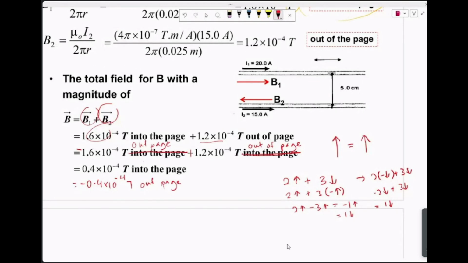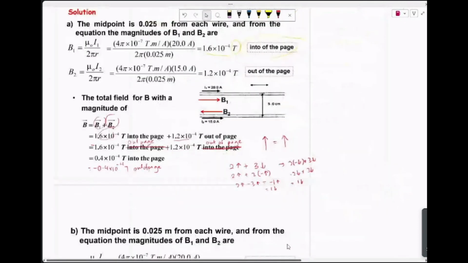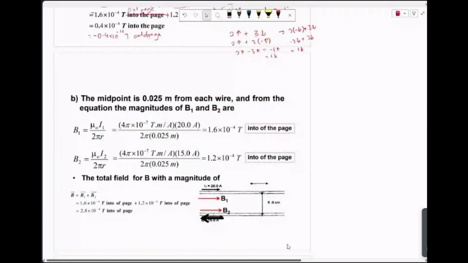So did you get a different answer? No, it's the same answer, because positive into the page is into the page, but negative out of the page is technically the opposite of out of the page, which is into the page. Technically, you get the same answer. Okay, so that's how the solutions work. Same goes with down here.